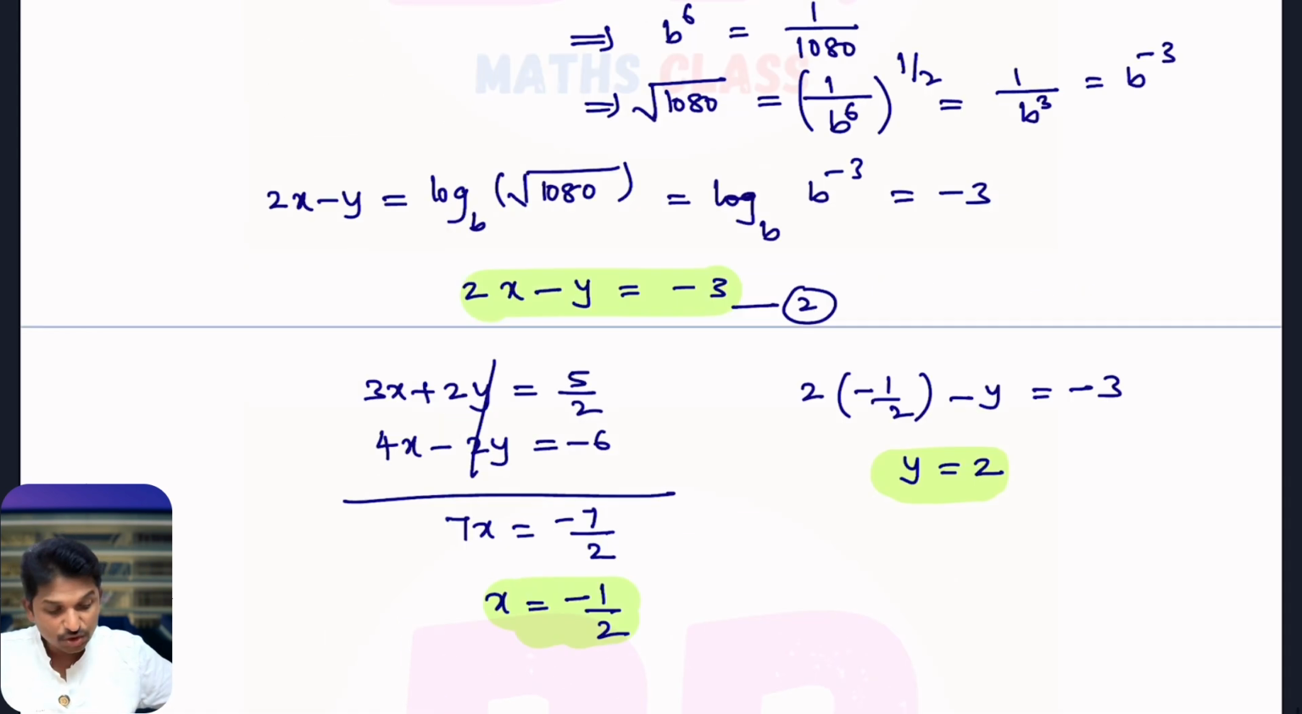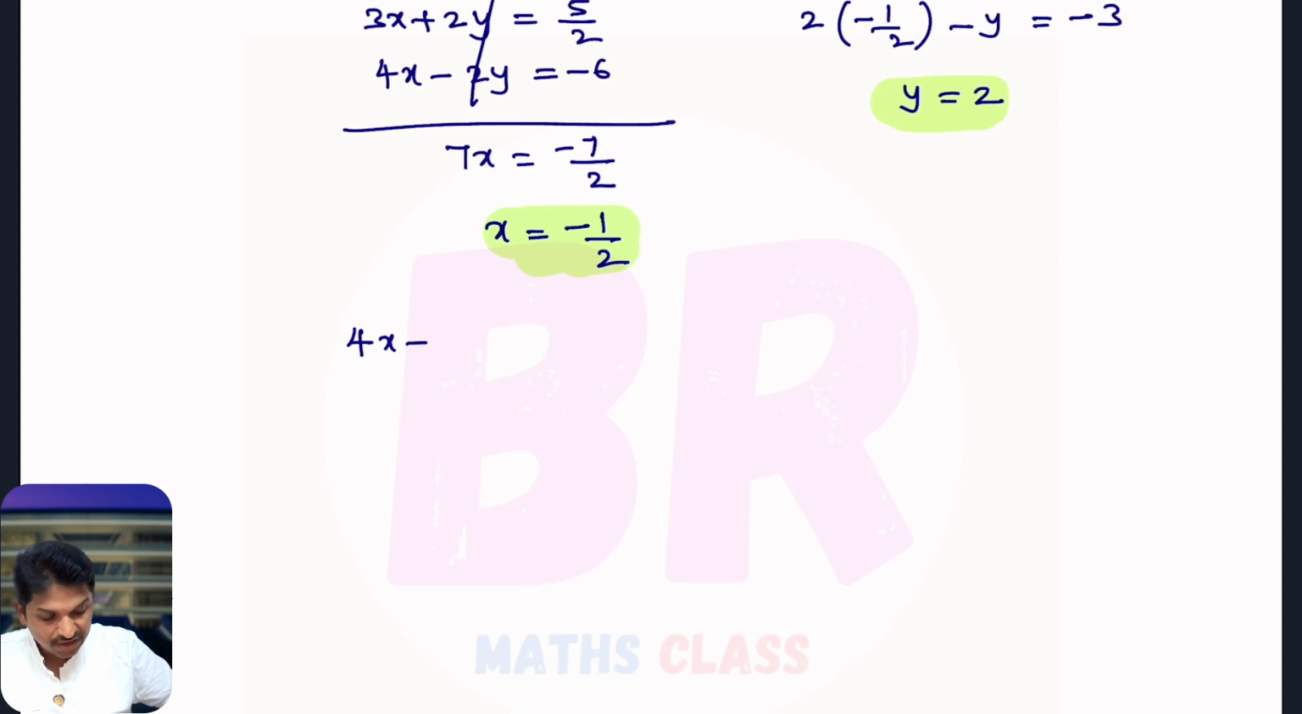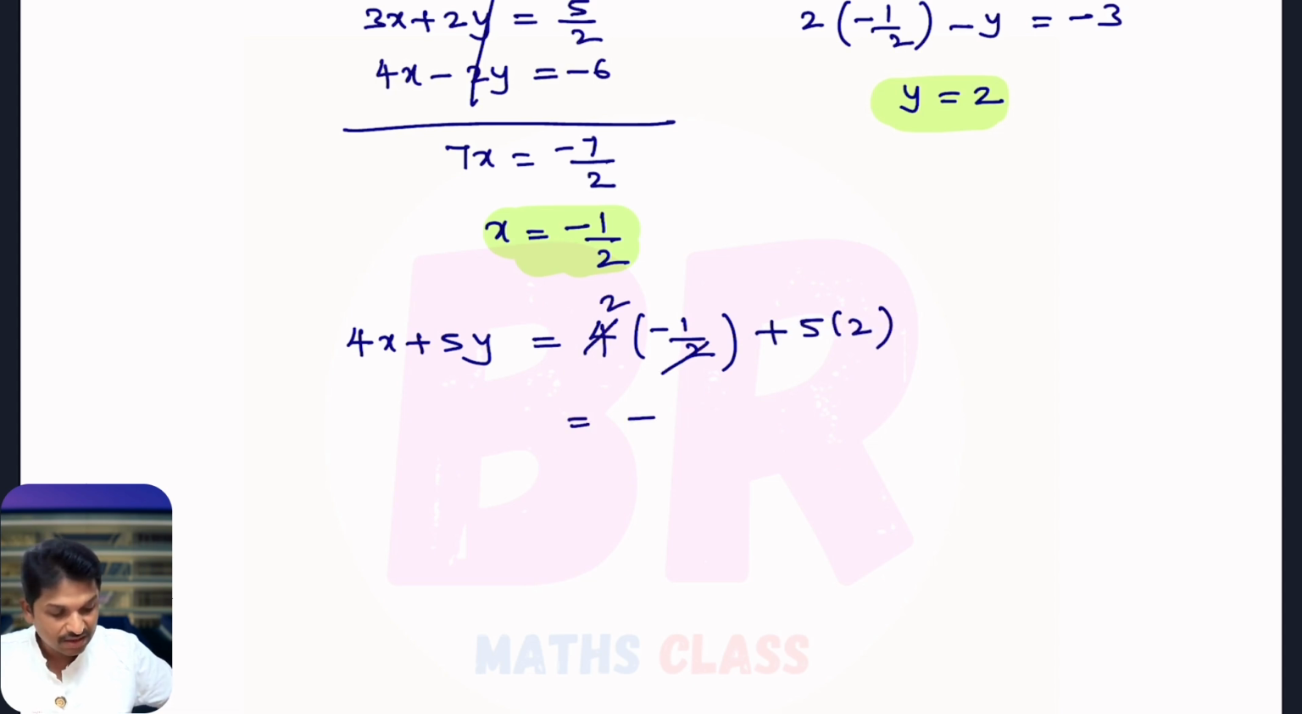What they are asking in the question? 4x plus 5y. They are asking 4x plus 5y. 4x plus 5y equal to 4 into x value minus 1 by 2 plus 5y value 2. So what you will get, minus 2 plus 10, that equal to 8. So final answer is 8.